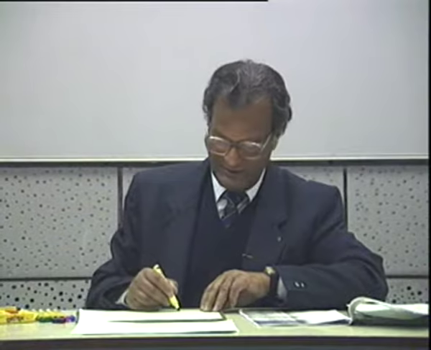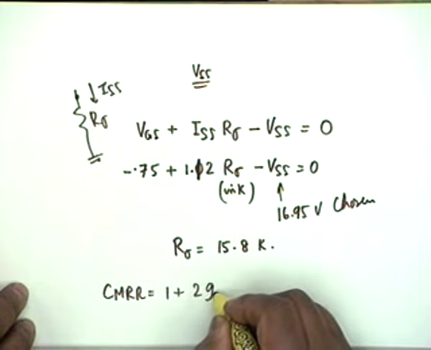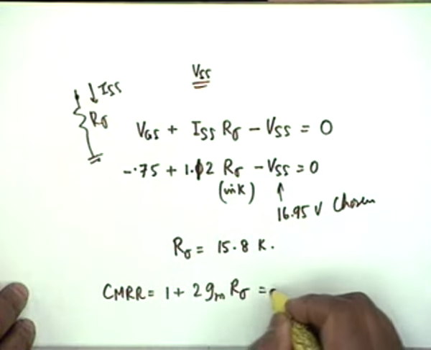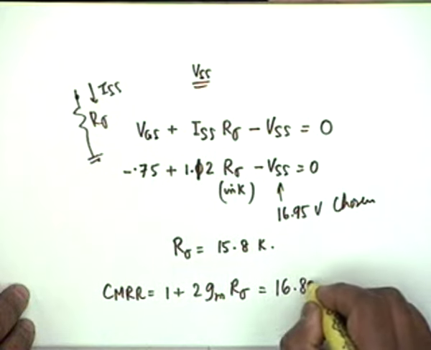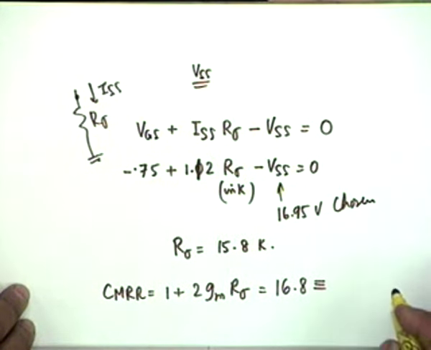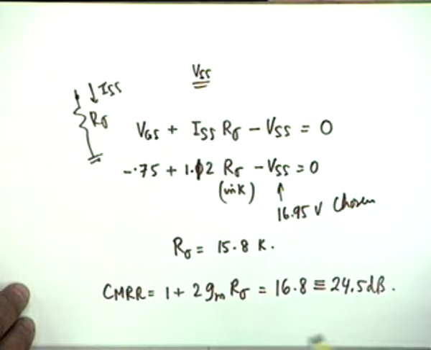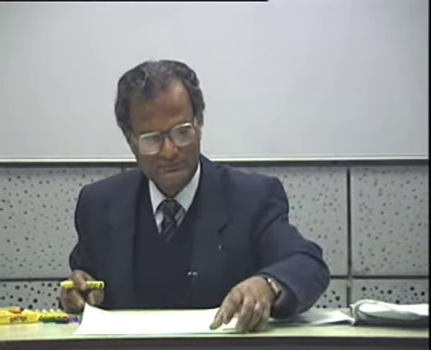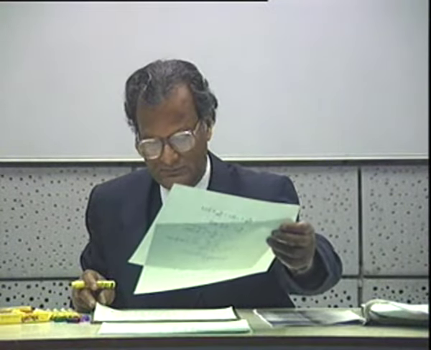So finally, we calculate the CMRR as equal to 1 plus twice GM R sigma. Everything is known, and therefore this ratio comes at 16.8, and my calculation shows that it is 24.5 decibel. Done. What else was needed in this? CMRR, and that's all. Okay.